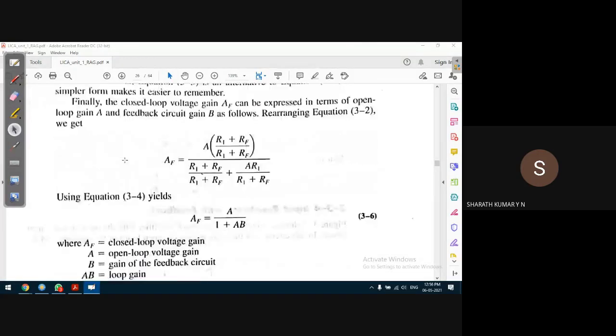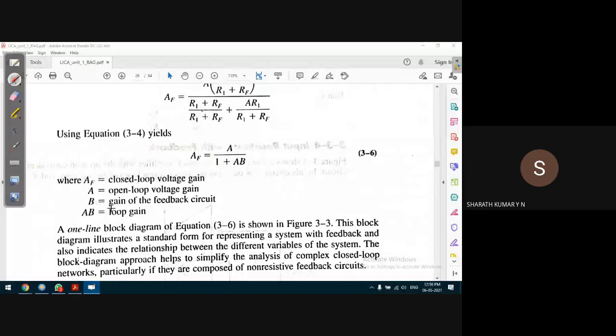Using this expression, B is the gain of the feedback circuit. AB is also called the loop gain, which is approximately equal to 1. So if AB is equal to 1, AF can be A divided by 2. What we understand from this discussion is that this AB product is very large, but feedback gain is very, very small compared to A.